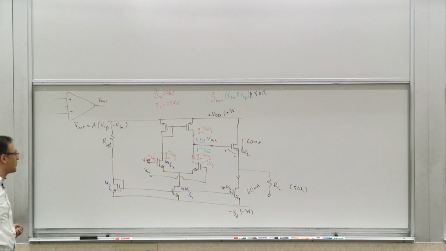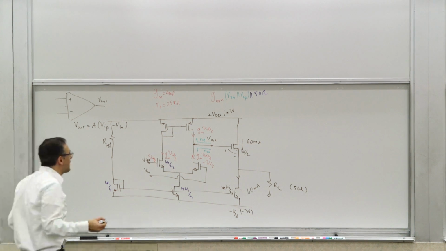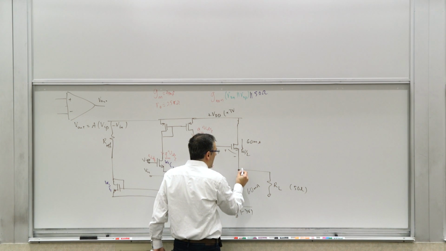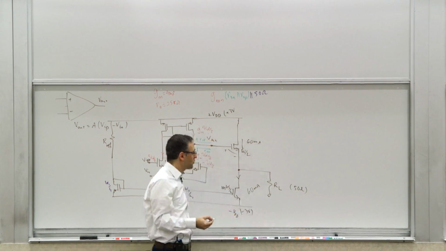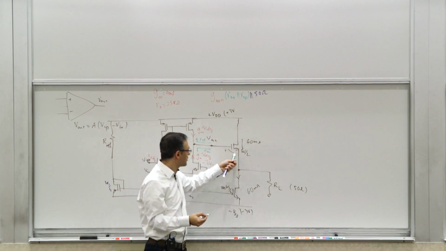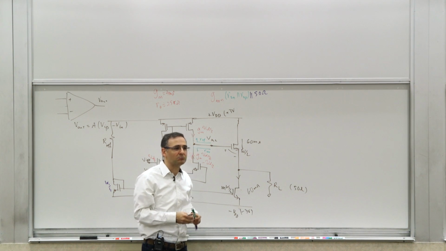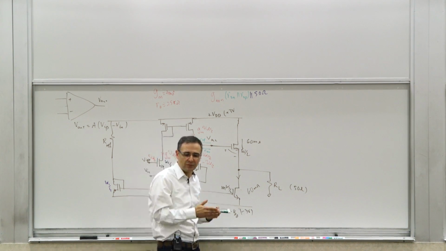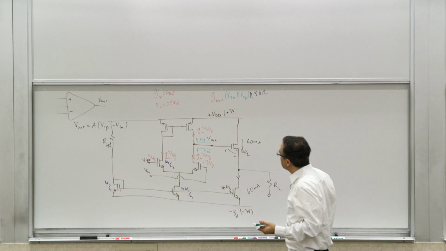So now it's becoming a little bit more sophisticated. So you have a follower here. And you have to make sure that it allows you to drive, so you have to adjust it and make sure that the currents are large enough so that they can drive the RL. Again, not necessarily the best way of doing this. But that would be the essence of it.